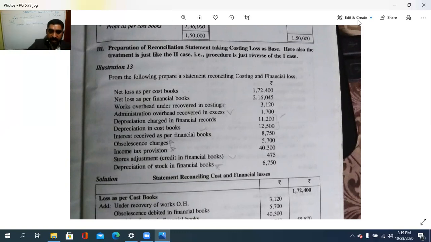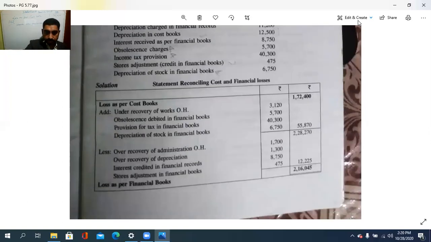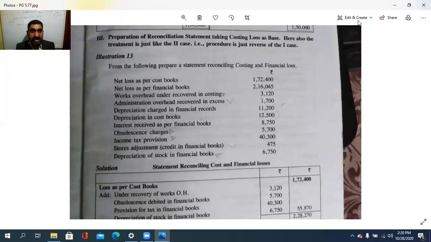Administration overhead over recovered. That is to be deducted. Then depreciation charged in financial records, depreciation in cost books, that is also to be deducted. Then interest received as per financial books. Income is generated, isn't it? So it is also to be deducted.